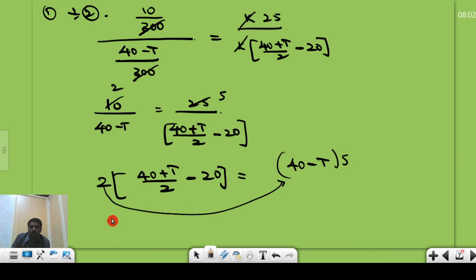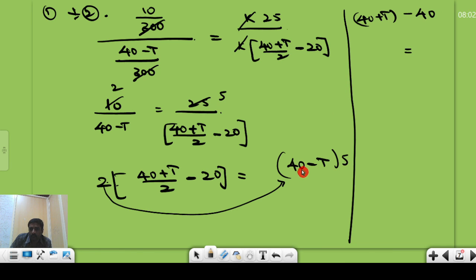So that means what will happen now? Do this one, what will happen? So normal multiplication I am doing. So 40 plus t into this 2 and this 2 will cancel, that is equal to minus 2 into 2 is equal to 40, that is equal to 5 into 40 is equal to 200 minus 5t we are getting. Again send this 5t to this side, plus 40 and minus 40 is cancelled, so send this 5t to this side, so that is equal to 60.